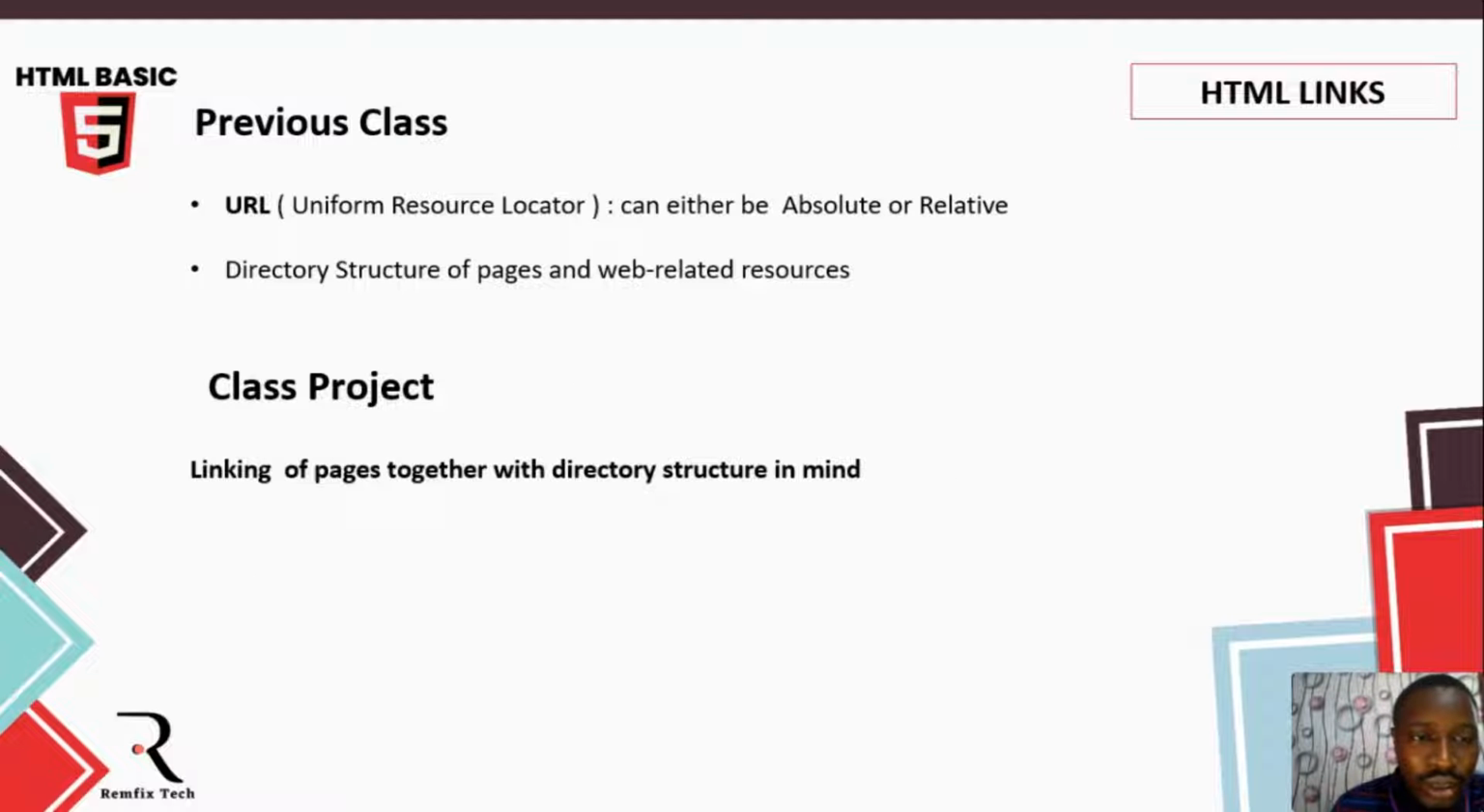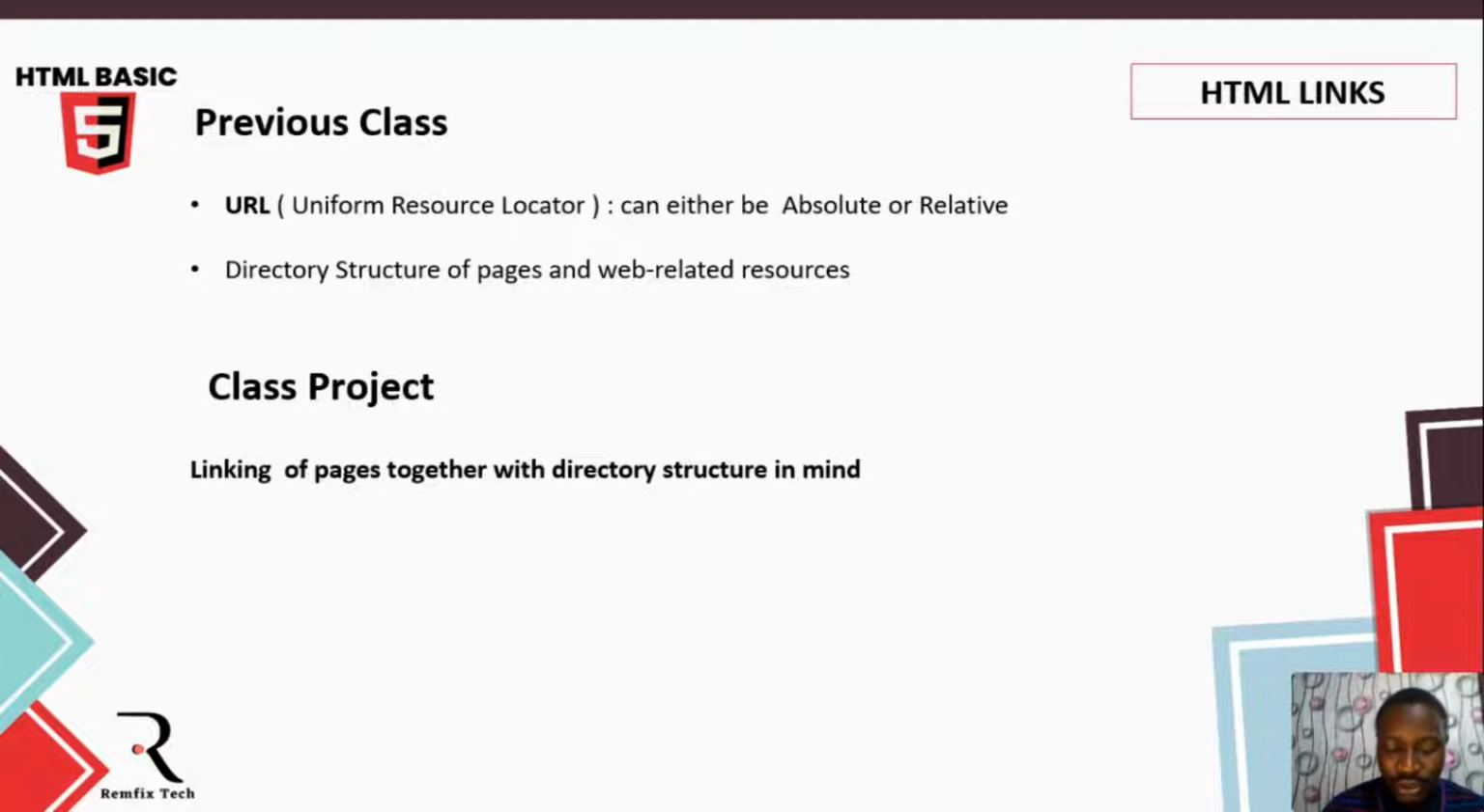Alright, so in our previous class, we examined URL, and we said URL stands for Uniform Resource Locator, and we have been able to look at absolute or relative URL, right? And also we have been able to look at directory structure of page and web related resources. And in our last class, we examined how we can structure our website, and we used an example of a website that we built where the hosting is done on our computer. So we have been able to look at that.